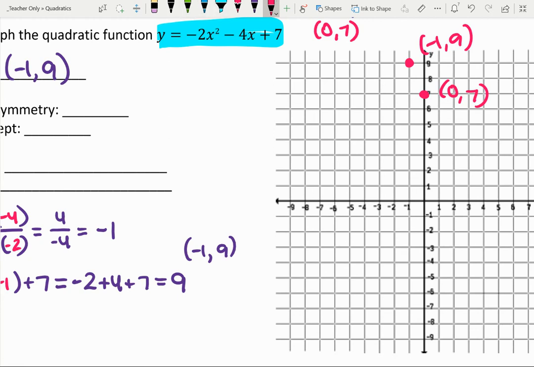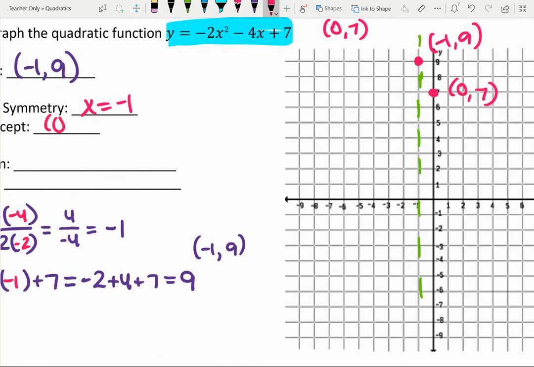which means, again, I automatically know my axis of symmetry as well. It goes right through my vertex. It has the equation x equals negative 1. So I can use that to find a third point right across from (0, 7), which will be the point (-2, 7). And then again, I've got 3 of the 5 points that I would really prefer to have.